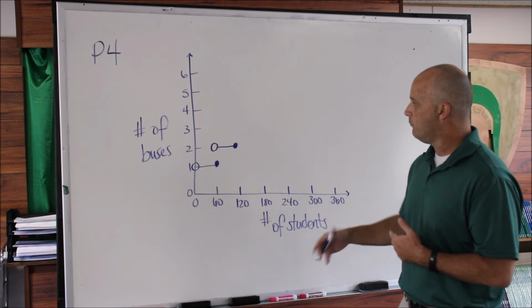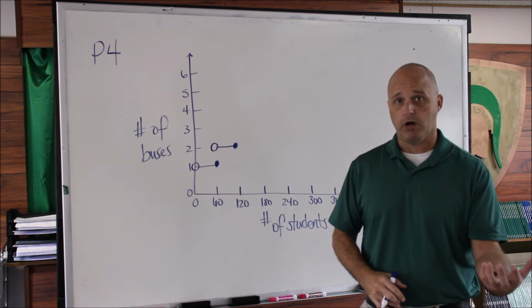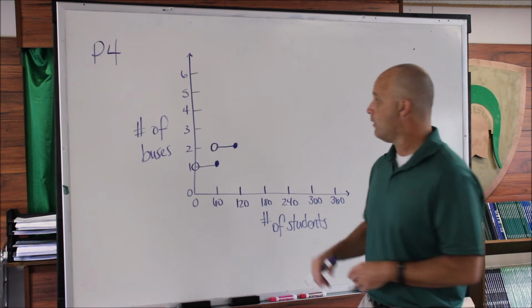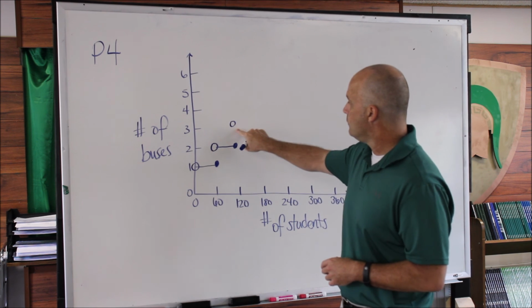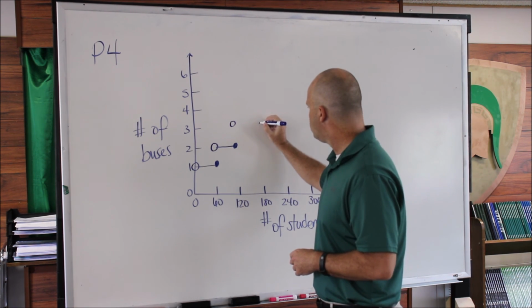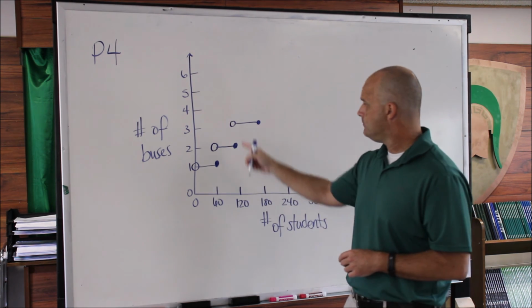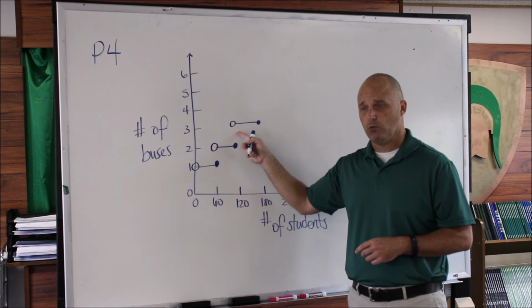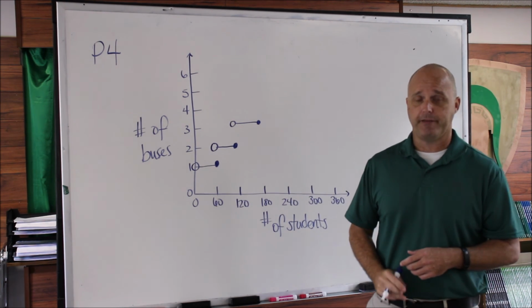Then again, we'll do this for bus number 3. Student number 121 to student number 180 will go on the third bus. So again, I'll put an open circle at 120 and then a closed circle at 180. And what that's telling me is that student number 121 is going to be on this third bus. Student 180 is also going to be on that third bus.